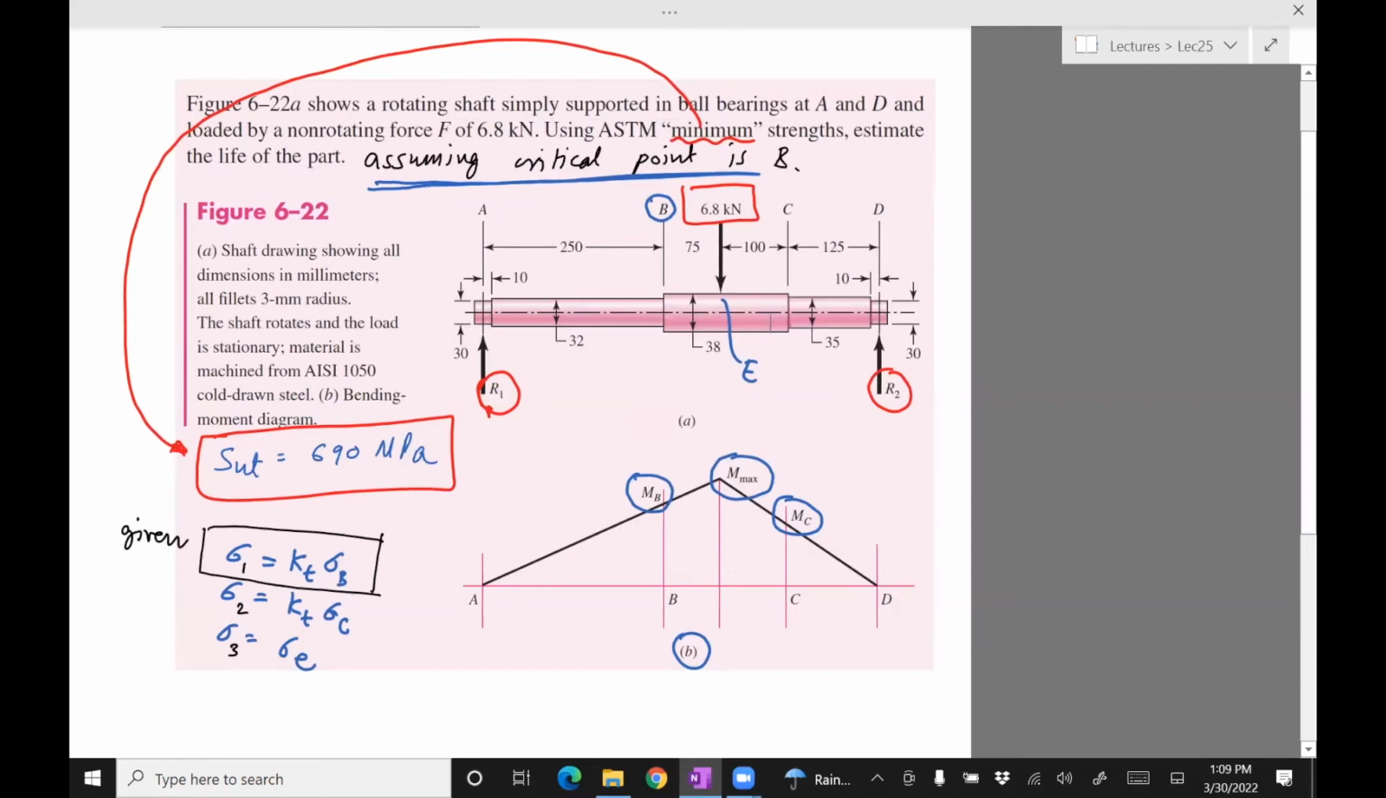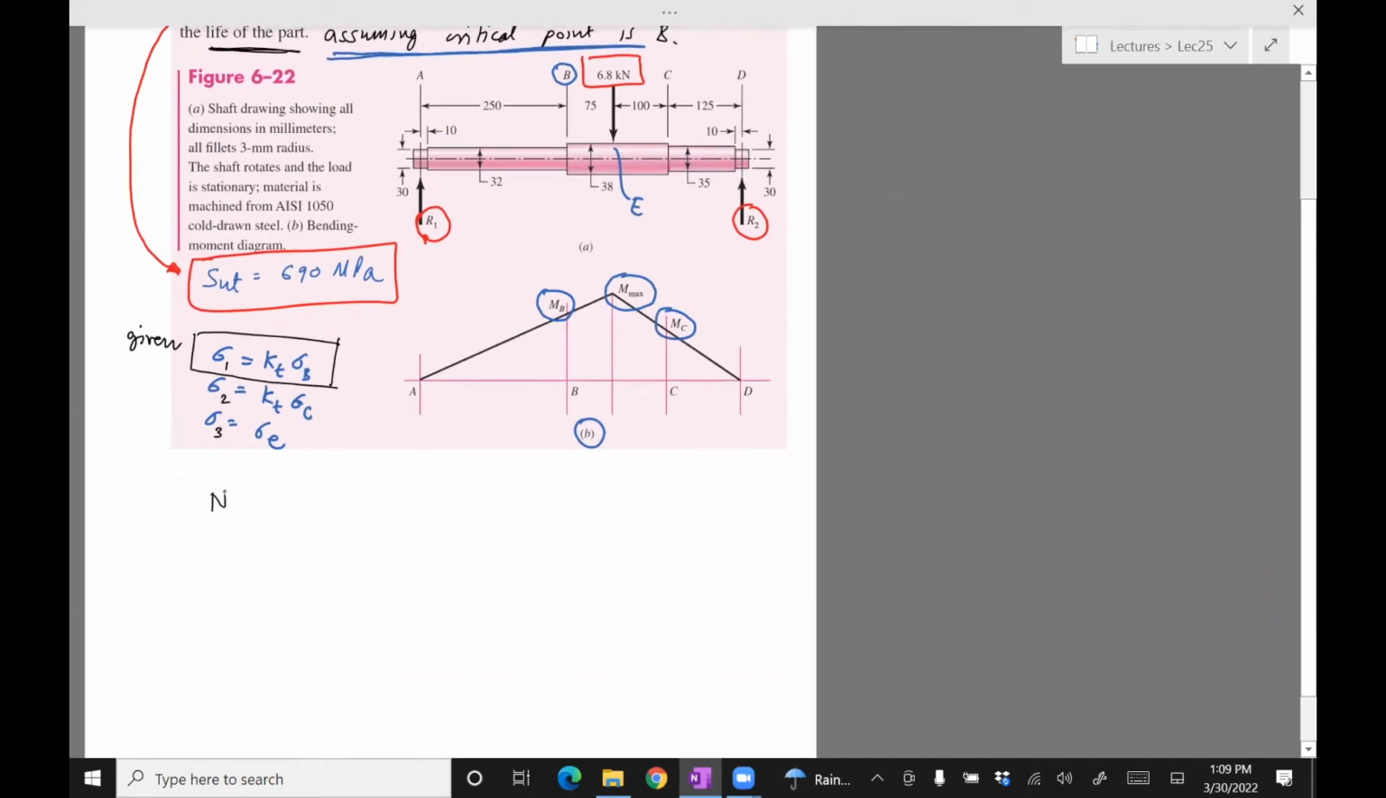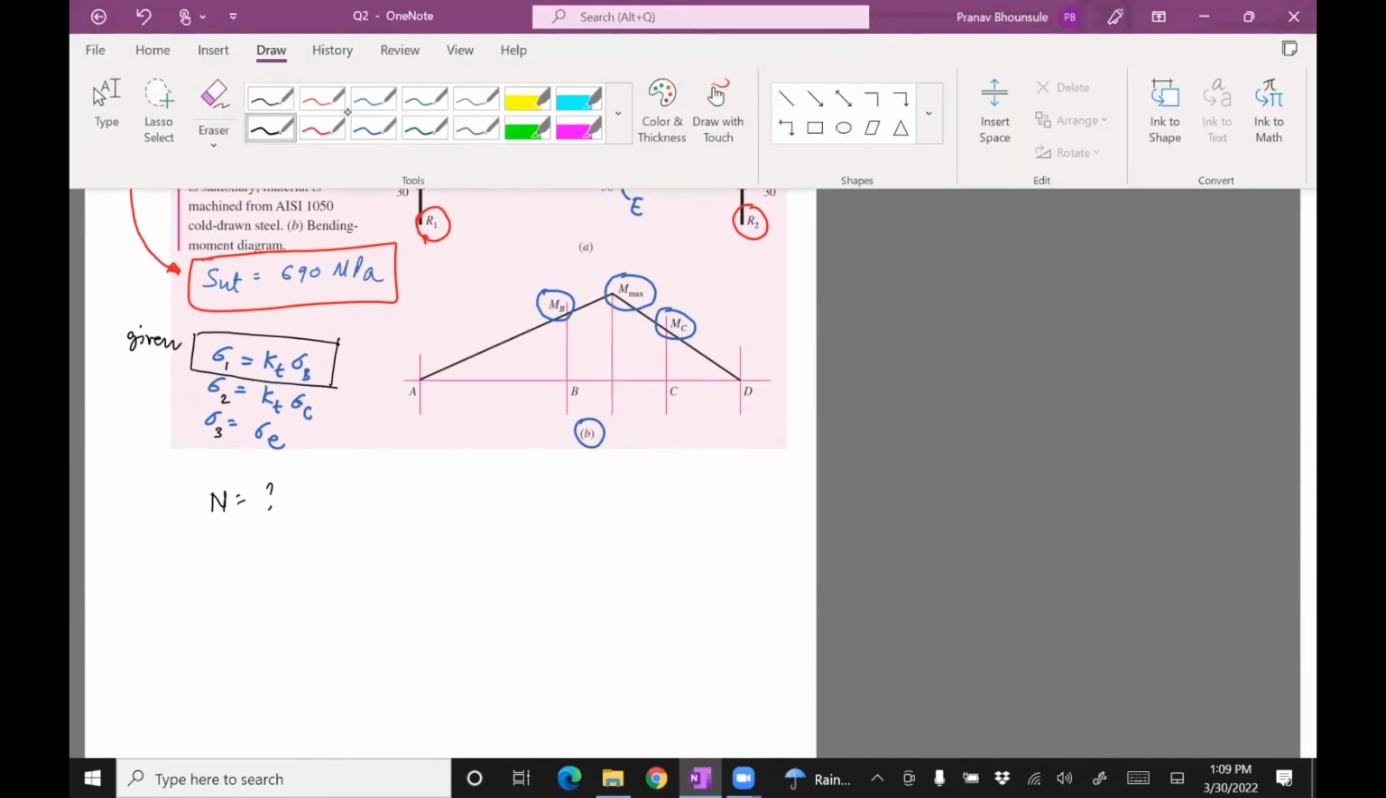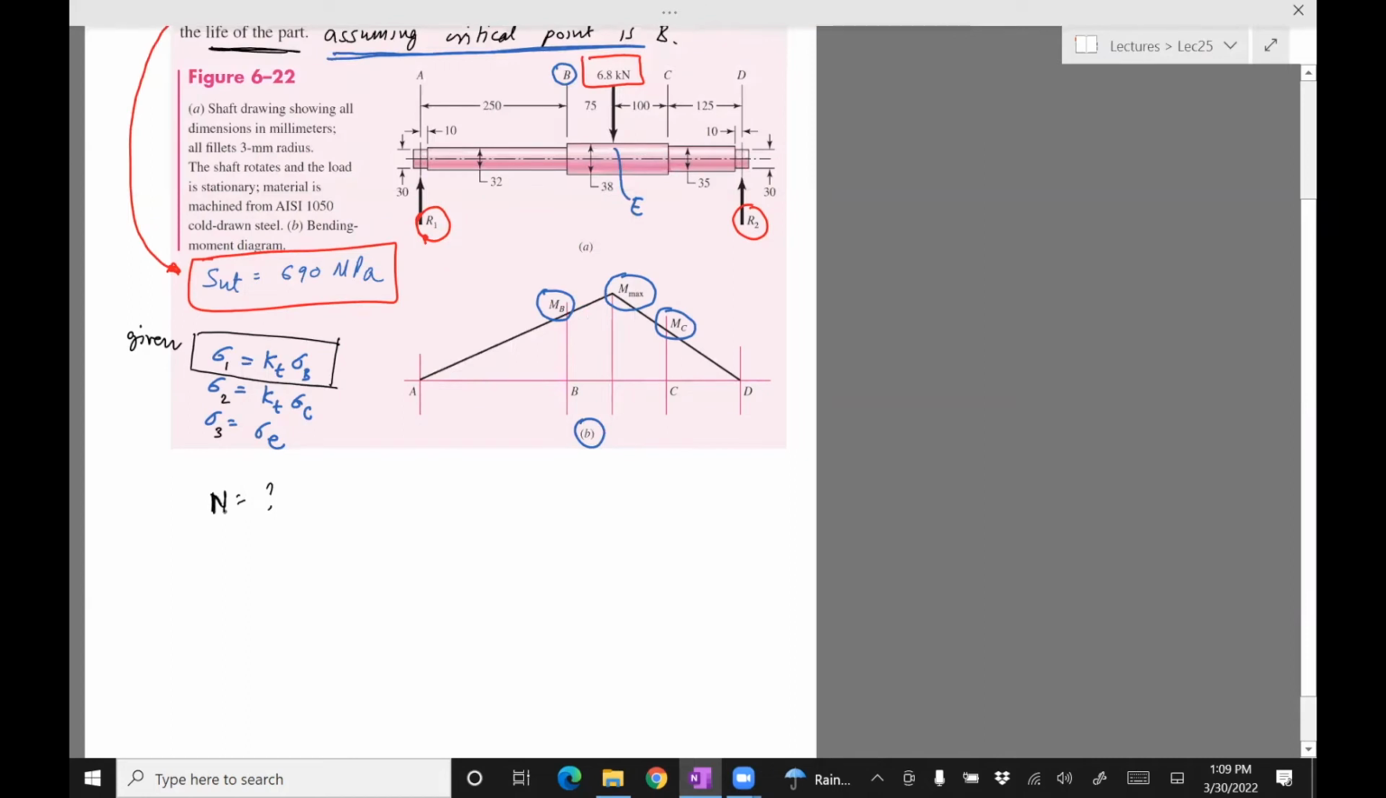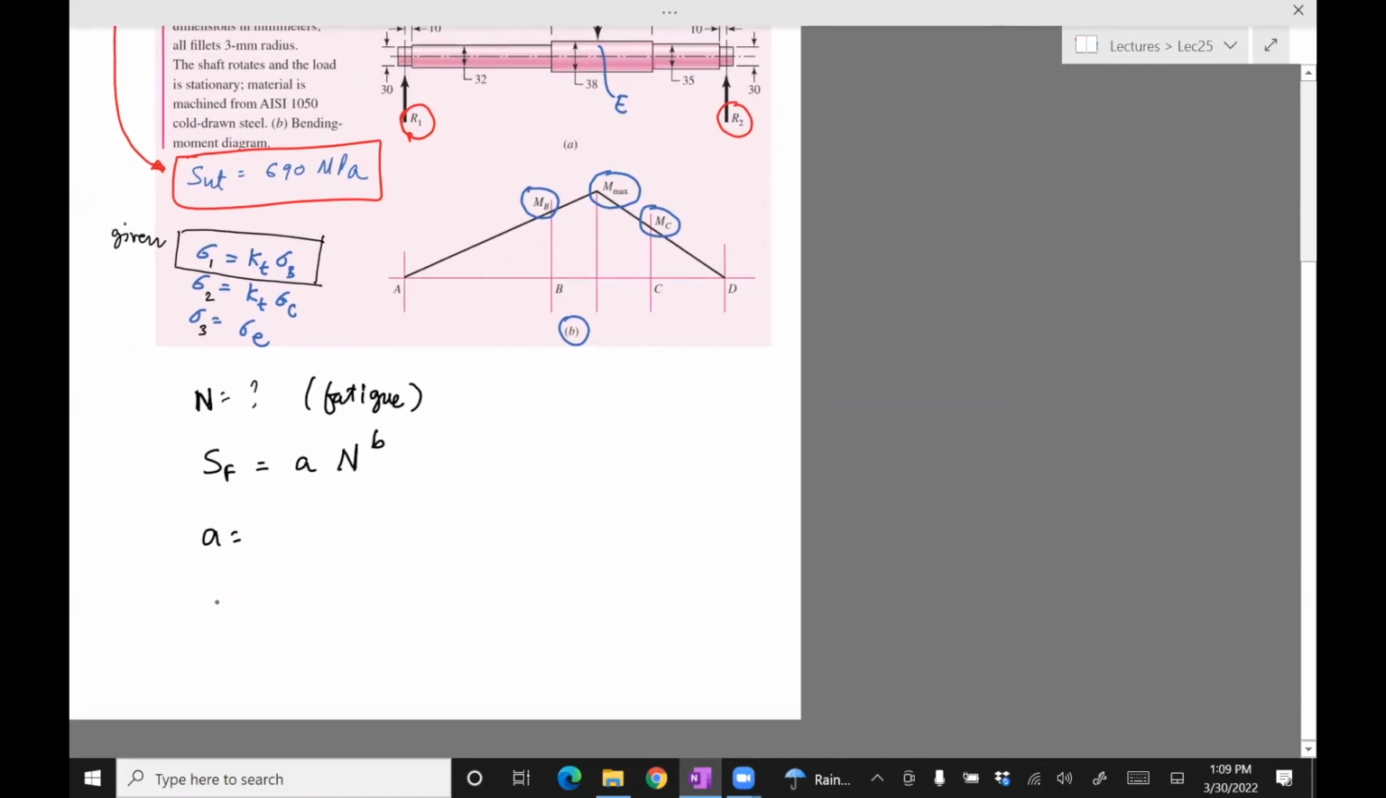Okay, so let's see where we got lost. Okay, so we have to compute the life of the part. What is the life of the part? It is basically N, that is unknown. So far we know that this is for fatigue loading, right? For fatigue loading, the life of the part is given by S_f = A n^B, where there's a formula for A and a formula for B. Let me just pull those up.